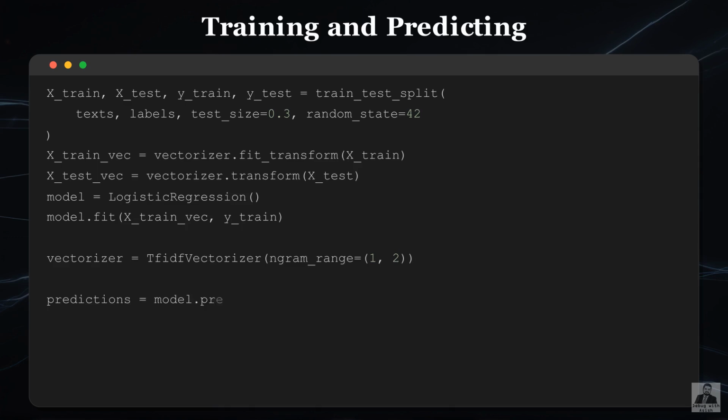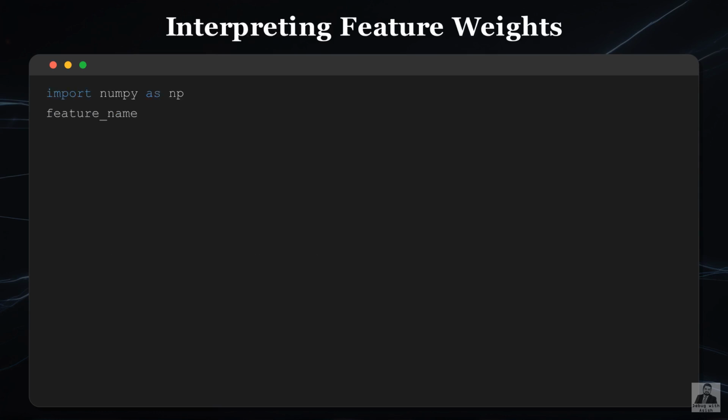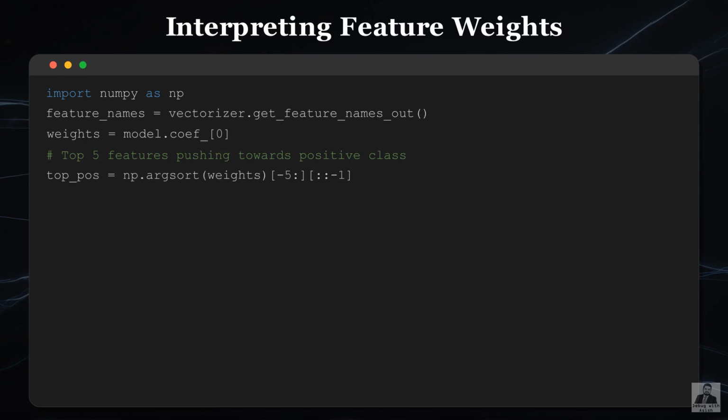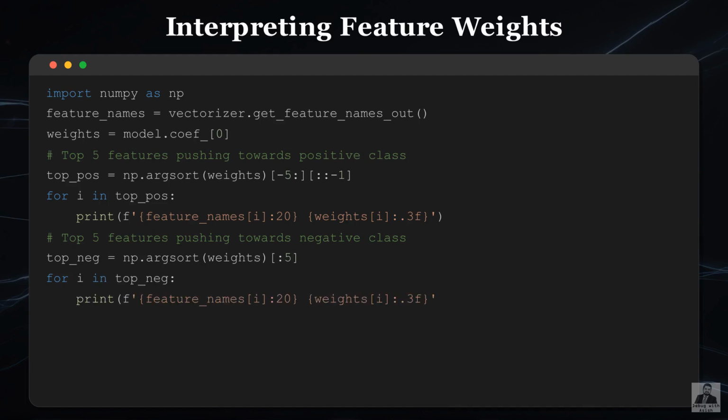The predict method returns the predicted class label. The predict_proba method returns the actual probabilities for each class, which is useful when you need confidence scores rather than hard labels. One of the biggest advantages of logistic regression over Naive Bayes is interpretability. The coefficient attribute holds the learned weight for every feature. Positive weights push the model towards the positive class, and negative weights push it towards the negative class. Sorting the weights lets you see the most influential words in both directions. This lets you inspect exactly what the model has learned and catch unexpected patterns or biases in your training data.